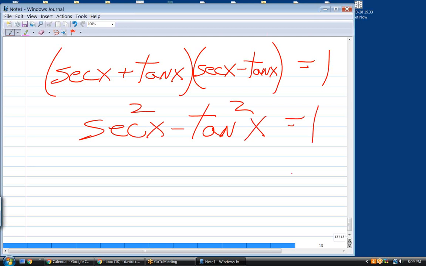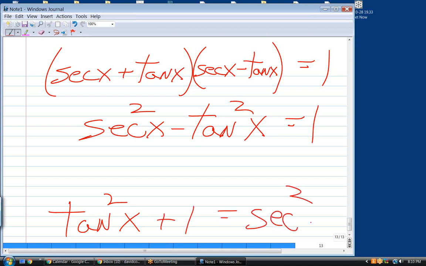Okay. Now, what is the trig identity involving tan and secant? Well, let me think. Tan and secant. Doesn't that equal tan squared plus 1? That's what it is right there. Okay. So, secant squared minus tan squared is equal to 1 based on the trig identity.